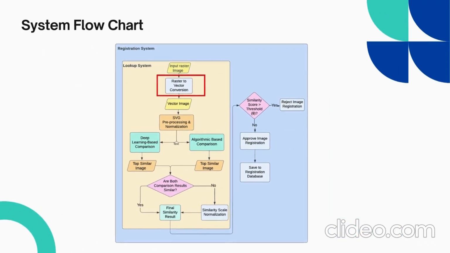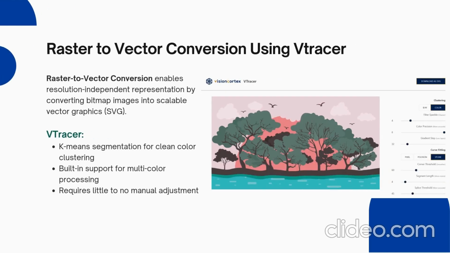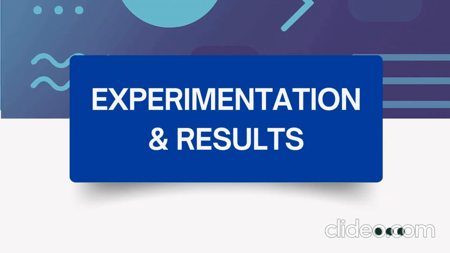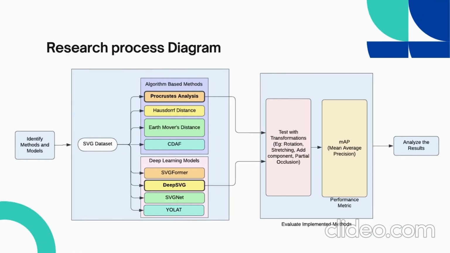We also convert pixel images like PNGs into high-quality SVGs, which are then fed directly into our main analysis pipeline. Next, let's review our experimentation and results. As a reminder, our process involved testing multiple methods against distorted images to find the most robust solution.